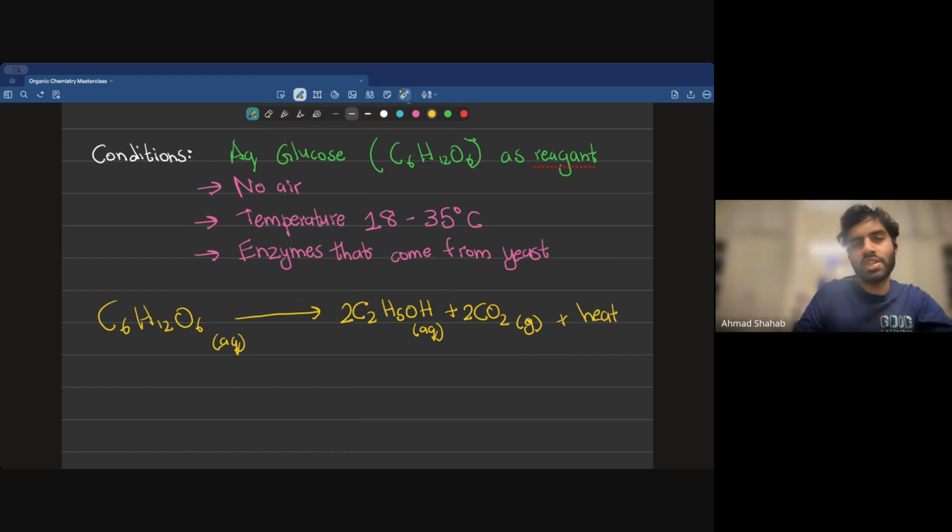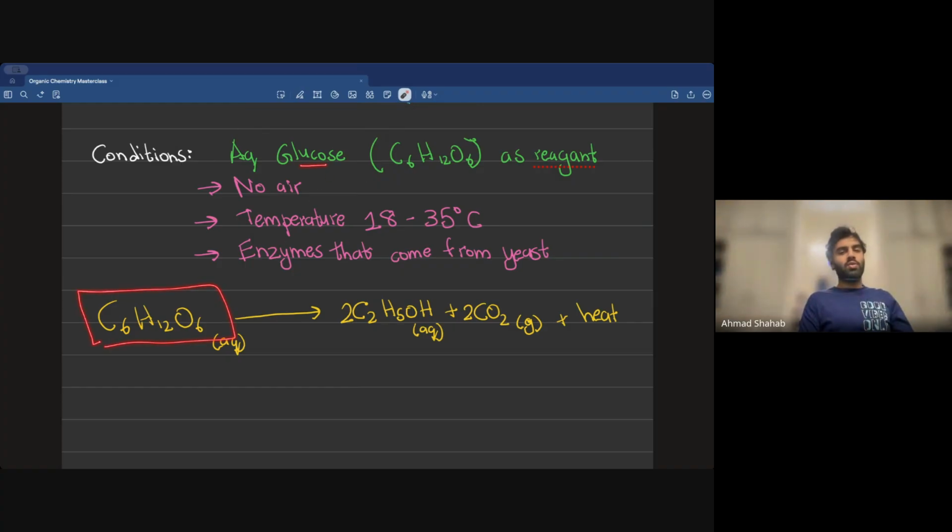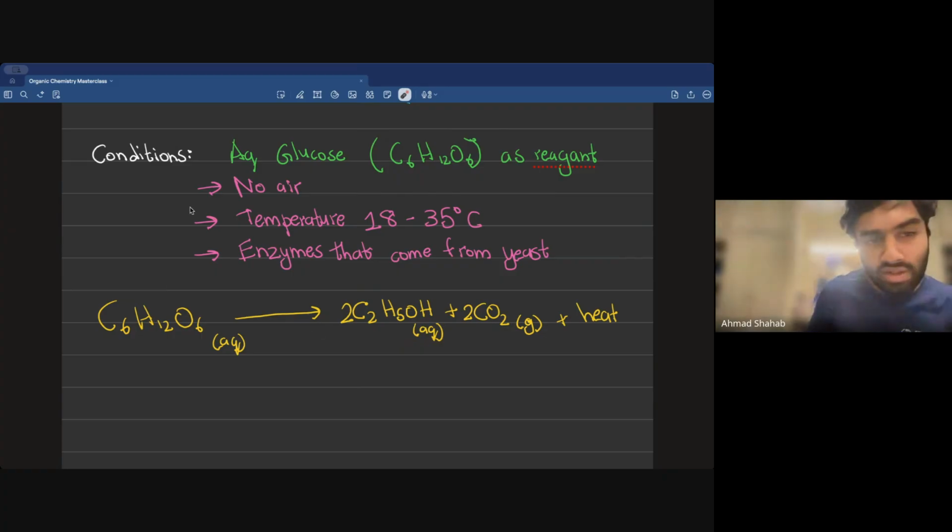You must know that whenever we have glucose as a reagent, we expose it to these temperatures, and we have yeast, and the enzymes that come from yeast act on it, and we make sure that no air is there to make this glucose combust. Then as a result, what will form is aqueous ethanol and carbon dioxide.